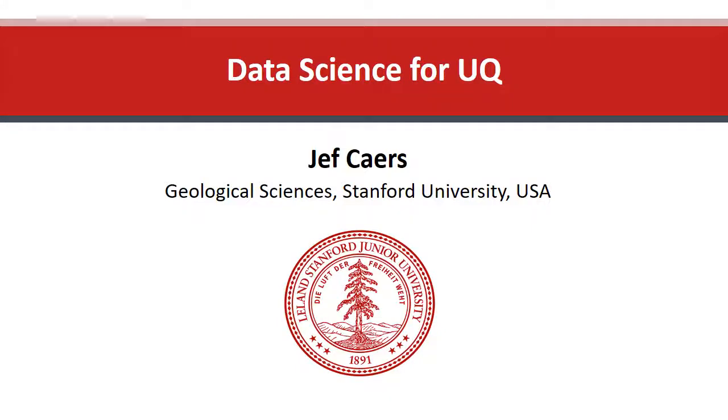Hello again, and thank you for listening to this presentation on data science for uncertainty quantification, shortly written as UQ. Data science has come a long way over the last 10-20 years. You could say that it comprises three different fields: statistical science, machine learning, and computer vision. In this presentation, I will focus on those types of data science that are really relevant to uncertainty quantification and the study of complex systems for uncertainty quantification.